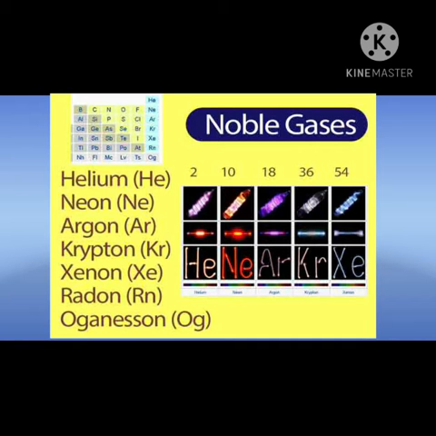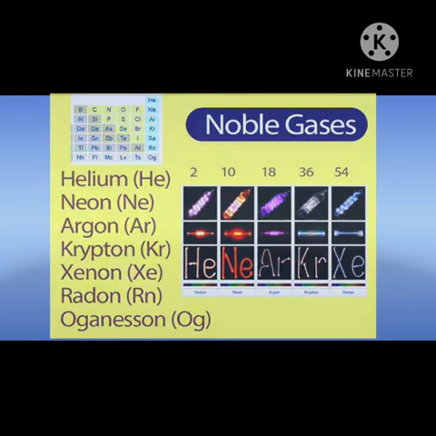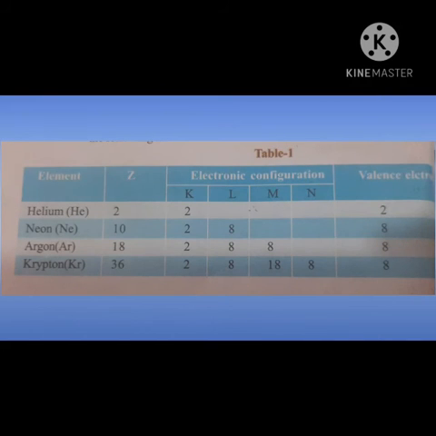So what could be the reason for this? Why do the noble gases not participate in chemical changes? What is the reason behind this? If we observe this table, children, in the 8A group elements helium, neon, argon, krypton, all these elements have 8 electrons in the outermost shell, except helium. So for this reason they do not participate in chemical changes.